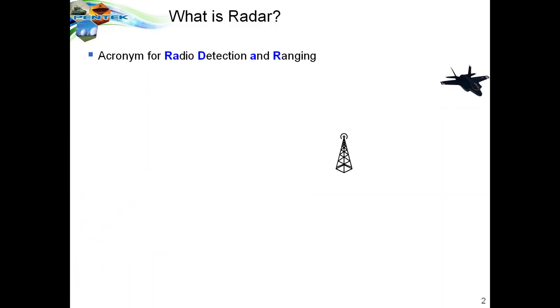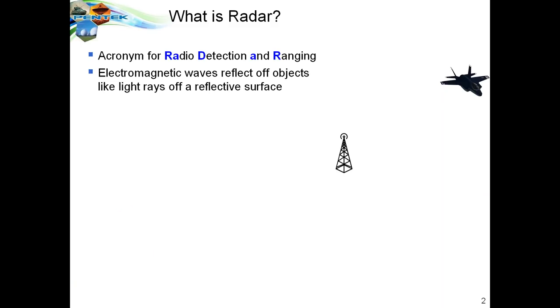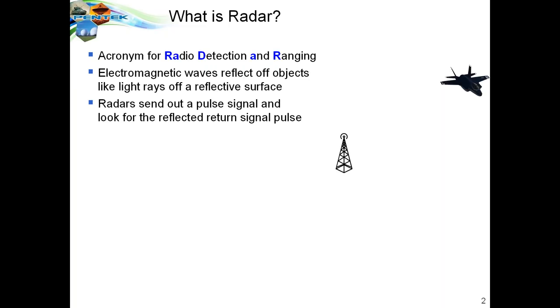What is radar? Radar is an acronym for radio detection and ranging. As you may know, electromagnetic waves reflect off objects like light rays reflect off a reflective surface. Radars send out pulse signals and look for a reflected return signal pulse.